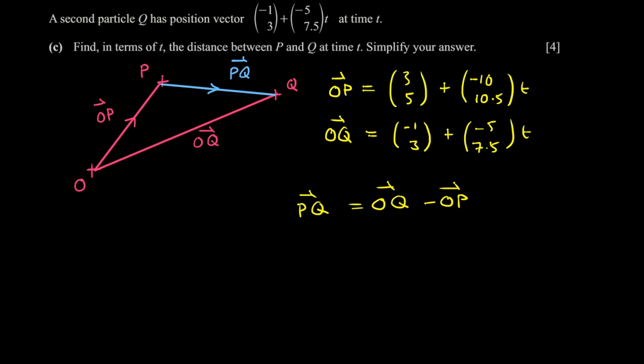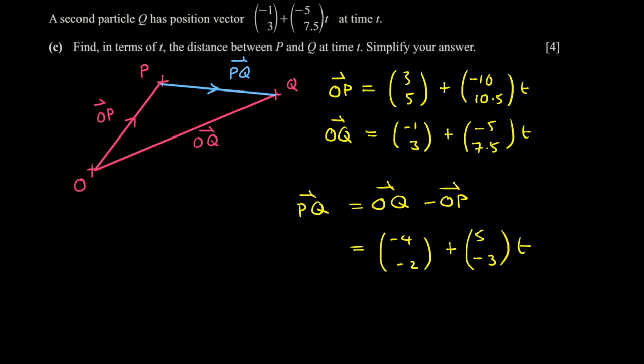All right, so now I've just got to do this subtraction basically. I'm going to do this vector minus that one. So I'm going to get (-1, 3) minus (3, 5). Well, if I do that, negative 1 minus 3 is negative 4. 3 minus 5 is negative 2. And then same thing over here, I'll do this thing minus that thing. So negative 5t minus 10t is positive 5t. 7.5t minus 10.5t is minus 3t. So I'm going to get that thing there.